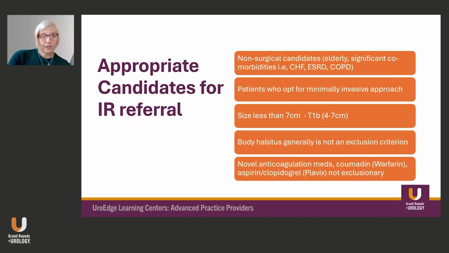So when we're looking at appropriate candidates for IR referral, we want to think about patients who are not good surgical candidates, such as some elderly patients with significant comorbidities such as CHF, end-stage renal disease, COPD, and patients who opt for minimally invasive approaches. Size less than 7 centimeters, T1B, which is 4 to 7 centimeters, and body habitus is generally not an exclusionary criterion. Anticoagulation medications such as Coumadin, aspirin, and clopidogrel are not necessarily exclusionary.